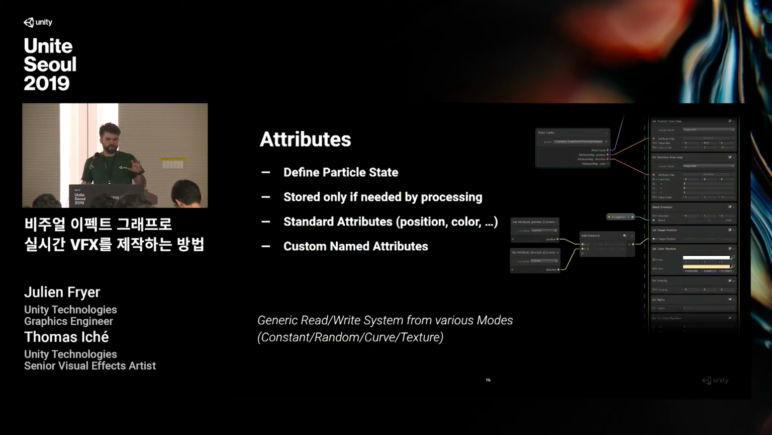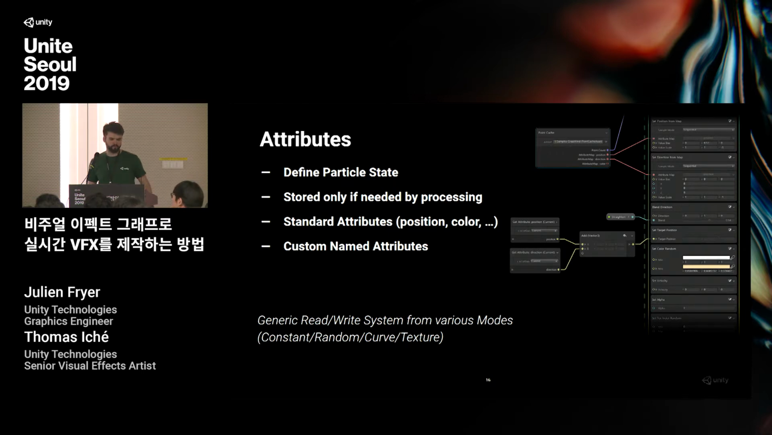Now, let's talk about attributes. Attributes are what define particles. It's their state. A particle can be defined by its position, its velocity, its color. And in visual effects graph, we only store whatever is needed for your particles. For instance, if you want your particle to live forever, you don't have to store its age or its lifetime. So you gain 2 floats per particle. So it's a huge memory saver.